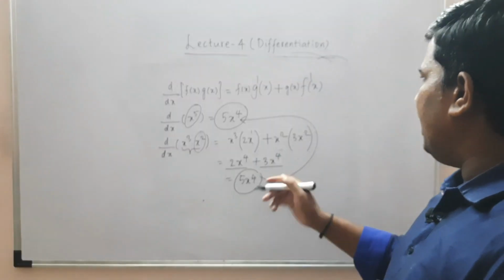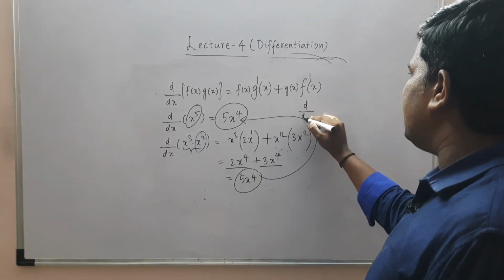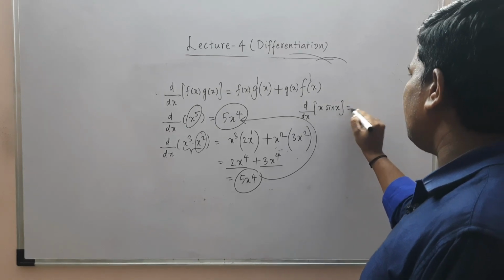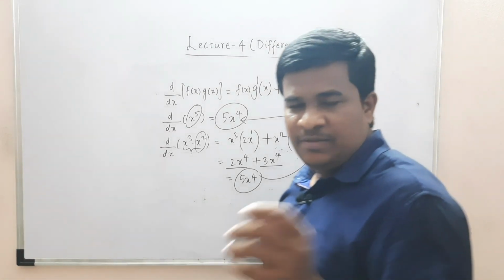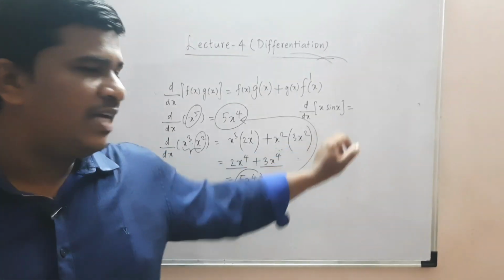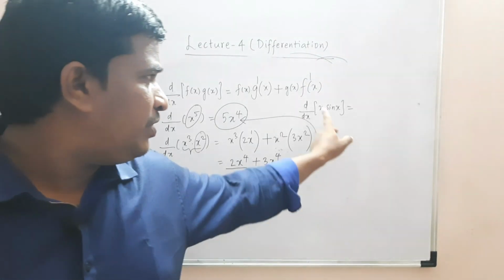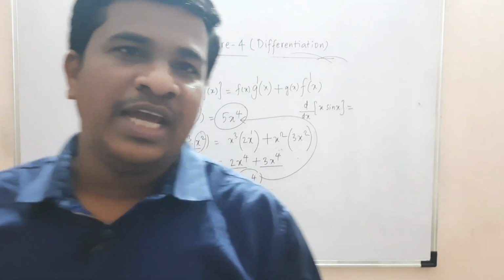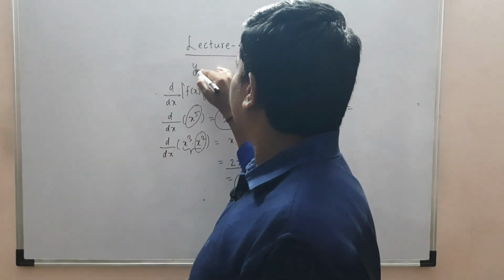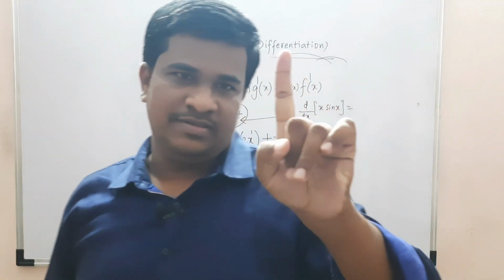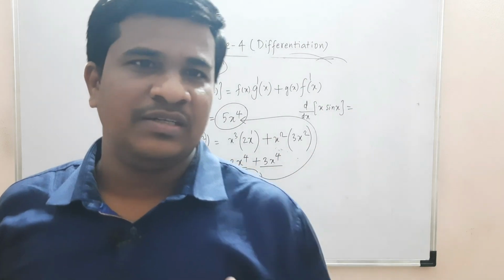In days to come you may have something like this, d by dx of x into sin x. When I take d by dx of x into sin x, I must know the derivative of x. You know, the derivative of x is nothing but the slope of the line y equal to x. So what is the slope of y equal to x? 1. So d by dx of x is 1, right? Because it is known to you.